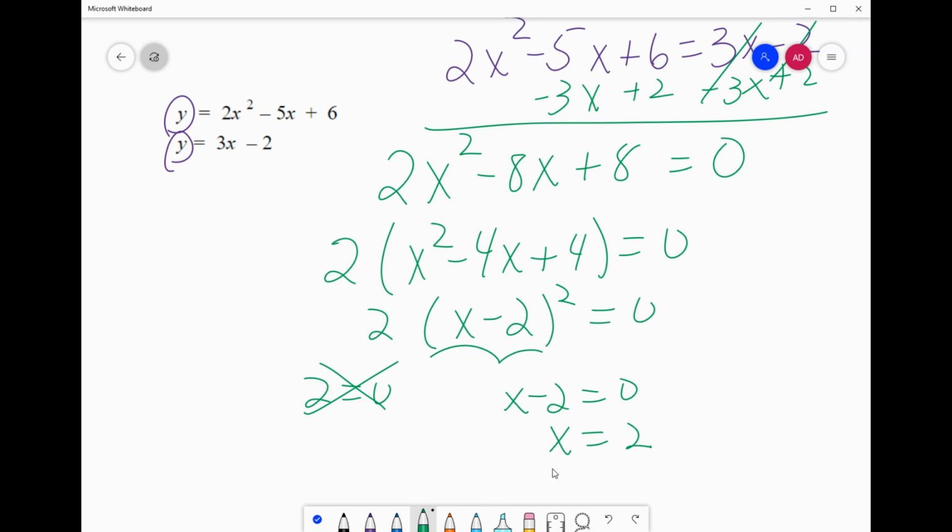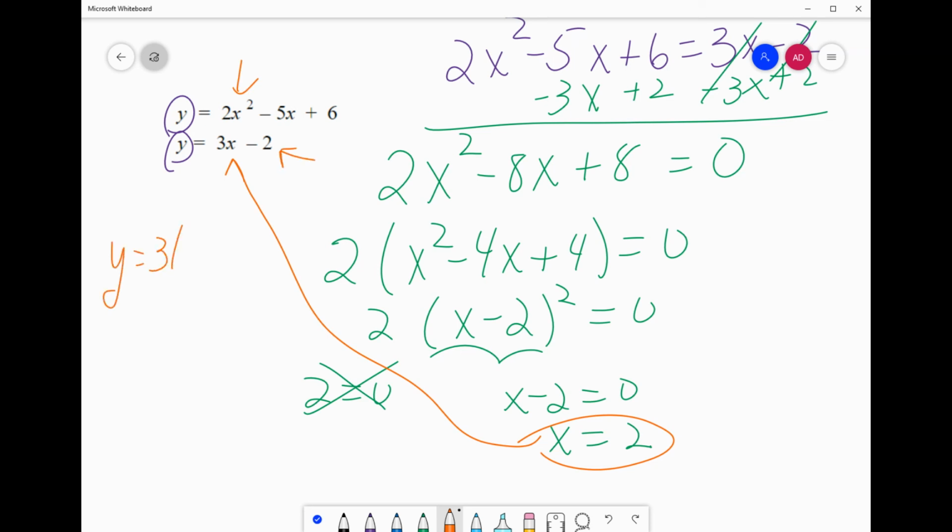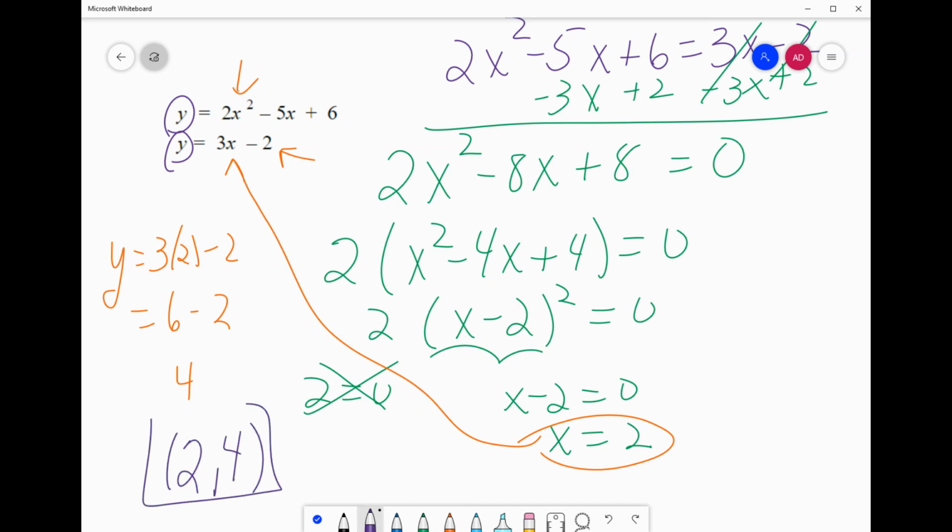But remember what I said earlier. You are walking out of here with an ordered pair, not just an x value. So take the x, plug it back in. And notice, I could plug it in here, but isn't it a heck of a lot easier to plug it into that one? So that gives me y is equal to 3 times 2 minus 2. 6 minus 2 is 4. So the final answer is 2 comma 4. Notice the x always comes before y in an ordered pair.